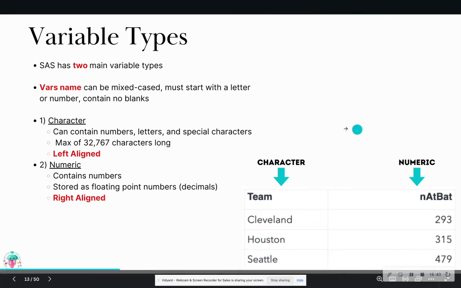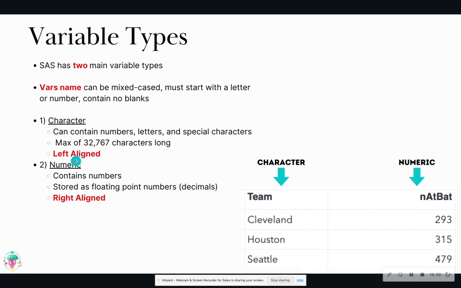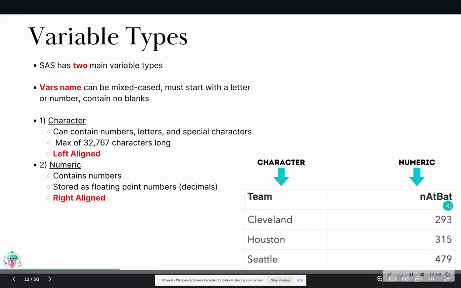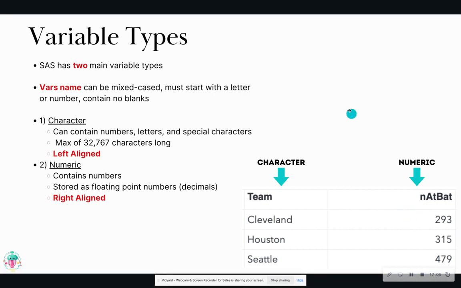So if we're looking at this example below of a data set, we see that team is a character variable, and I know that it is because it is left aligned. Numeric variables contain numbers and can also contain decimals, and they would be right aligned, as we see in our example here, which is number at bat. Okay.